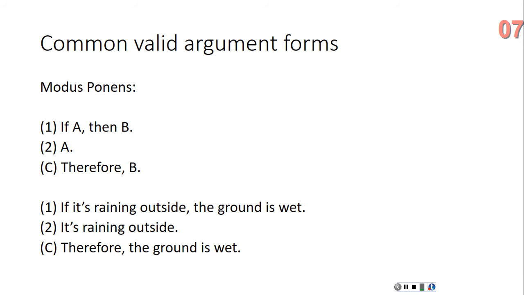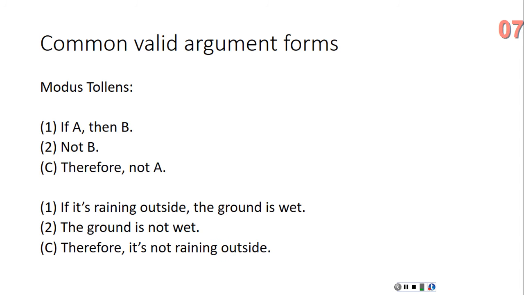The validity has nothing to do with whether or not the premises are true. Here's another common valid argument form. Modus tollens. The structure is this: if A, then B, not B, therefore not A.